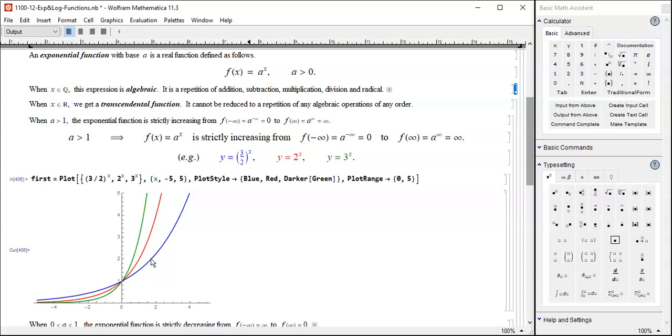And then let's look at the right-hand side a little bit more closely here. 2/3 to the x power blue, and then 2 to the x power red, and 3 to the x power green. They're getting bigger and bigger as I stay at the same x coordinate value. That's because the base is increasing from 2/3 to 3. Blue, red, green. Green is the biggest base. So repeated multiplication of 3 is bigger than repeated multiplication of 2, which in turn is bigger than repeated multiplication of 1.5. So green is growing the quickest, red is medium, and blue is growing the slowest among these three.